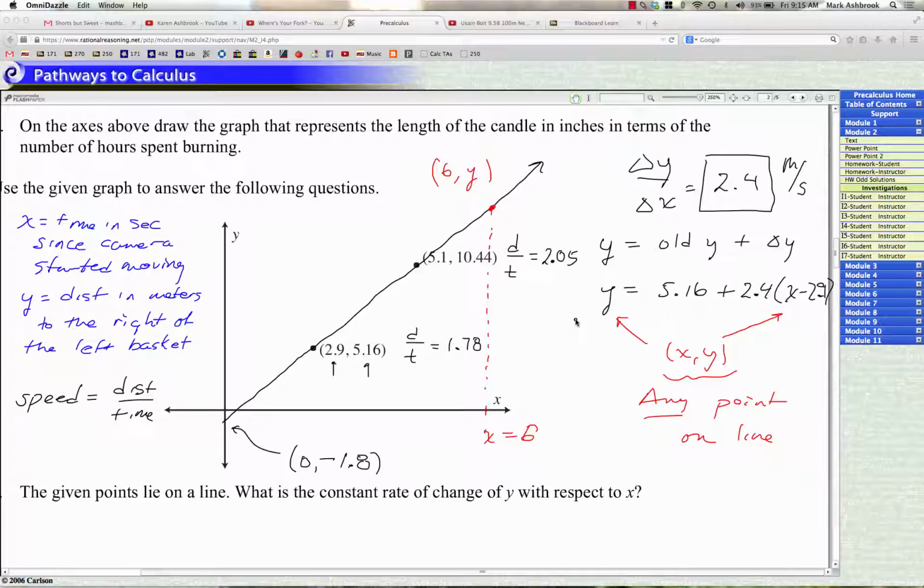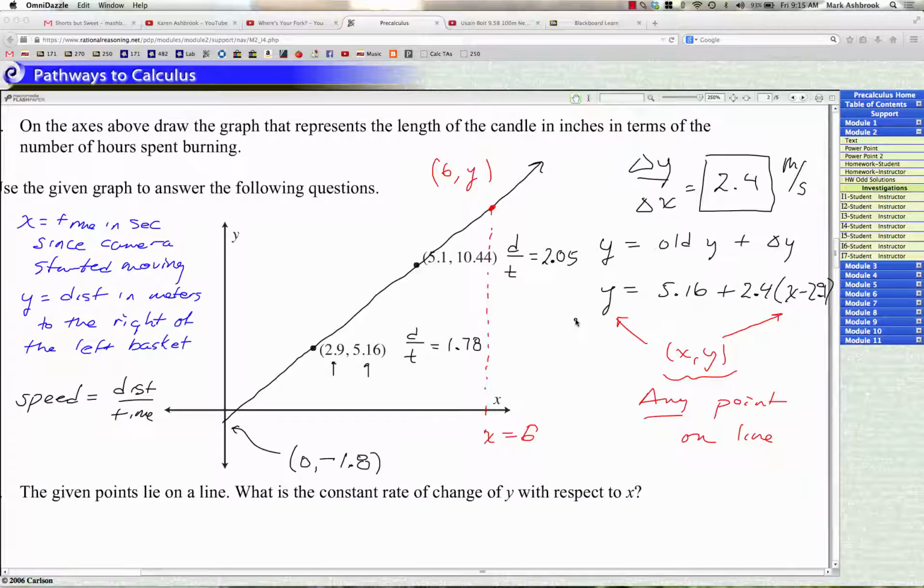Is the speed of the camera changing or staying the same? Is it changing? No, it's not changing, right? It's moving at a constant speed. Why are we getting these changing values for speed then? What's that? Oh, he's talking about the change in distance over the change in time.